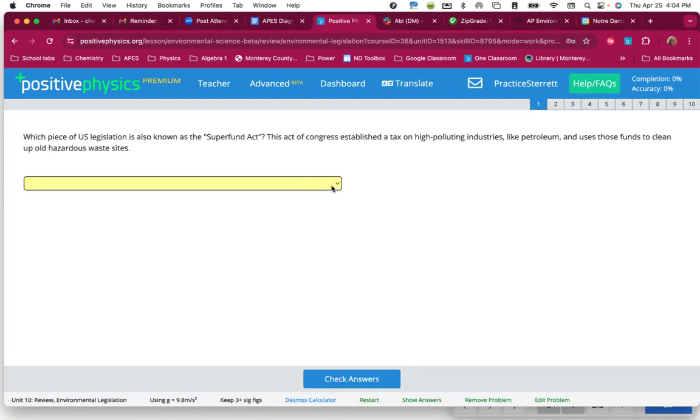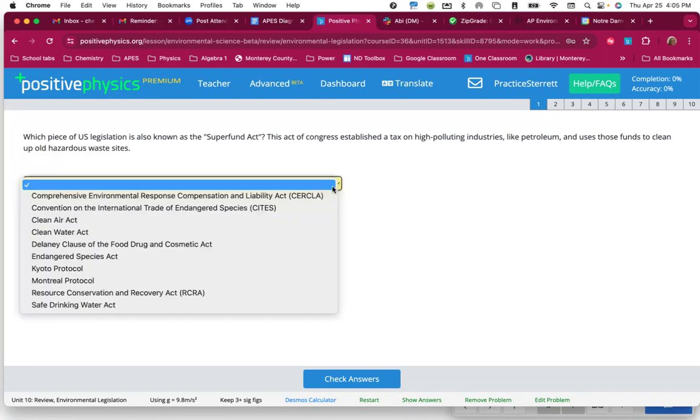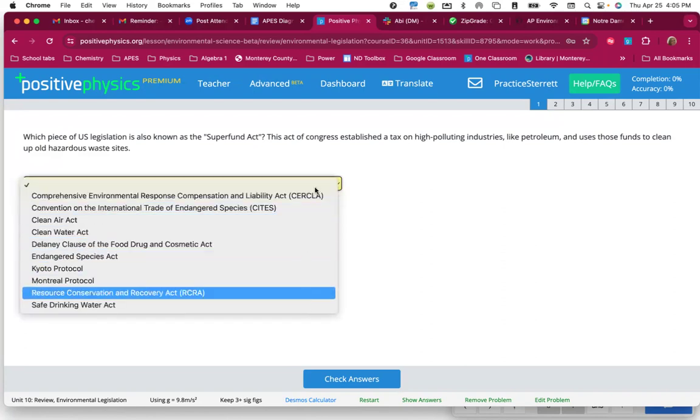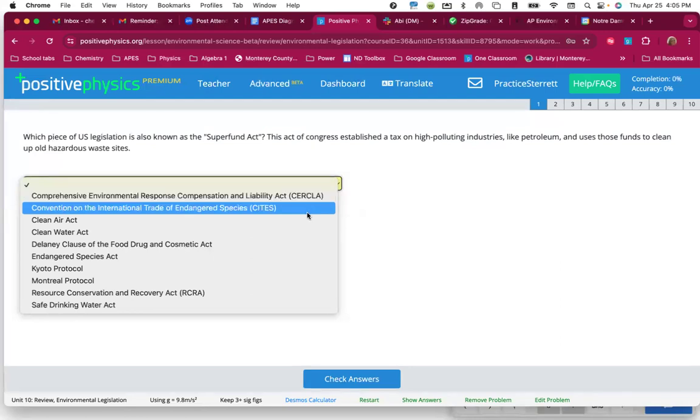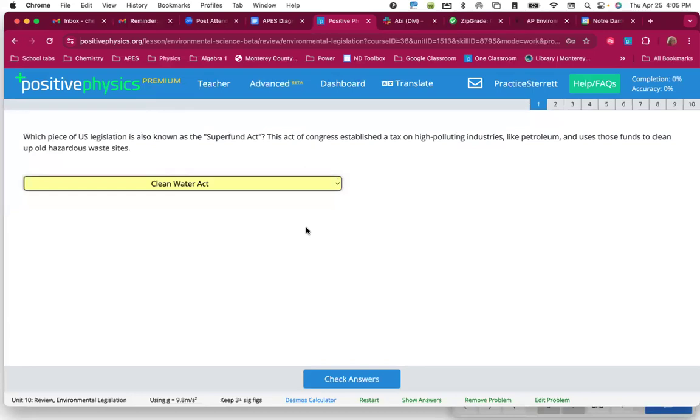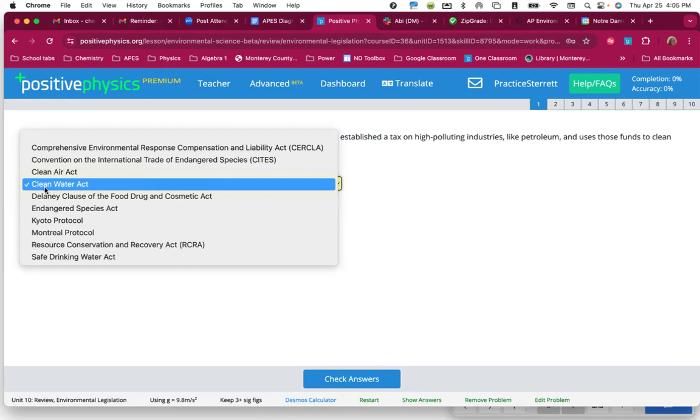So I'll have a question: which piece of US legislation is also known as the Superfund Act? This act of Congress established a tax on high polluting industries like petroleum and uses those funds to clean up old hazardous waste sites. So I can click on here, and then there's all these different choices. We already saw what the answer was when I opened it, but if a kid picked the wrong answer, their best guess, it just puts a little X in the corner and shows that they need to try again.